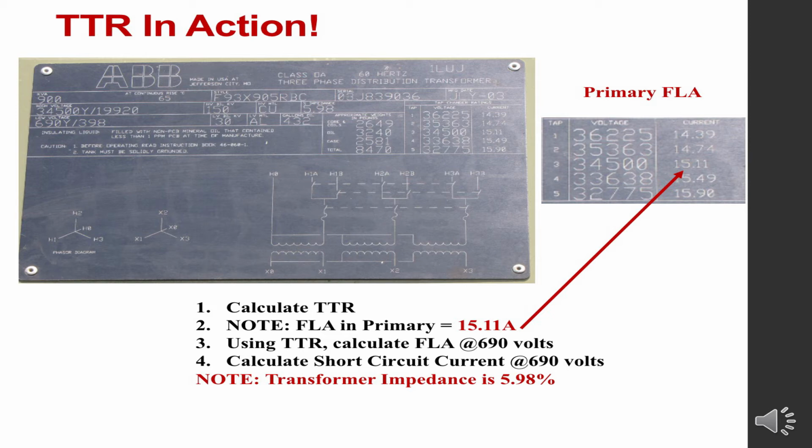So let's go ahead and do a little short circuit calculation here and then illustrate what this means in terms of arc flash hazards. So looking at our list, we're going to calculate the TTR on this transformer. Number 2, we're going to note that the full load amps is already calculated at 15.11. We're going to use that ratio to calculate how much the full load amps is at the low voltage side of that same transformer. And then we're going to do a quick short circuit calculation on this. And we'll note that the transformer impedance right on the nameplate is 5.98%. So let's go ahead and put this to use, and you'll understand how it relates to the fusing and ultimately to the arc flash hazards with transformers. Let's go to the next slide.